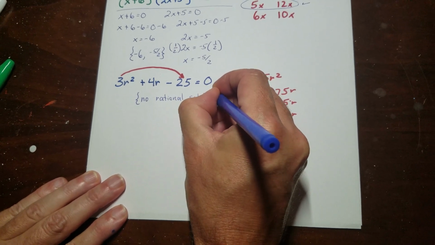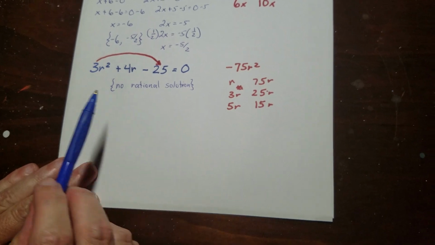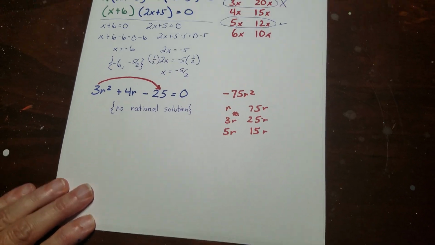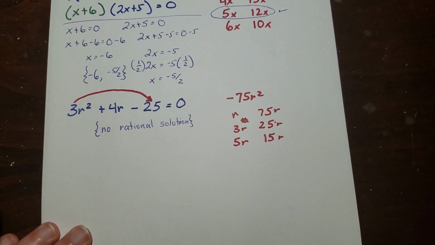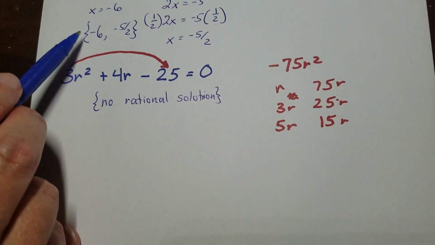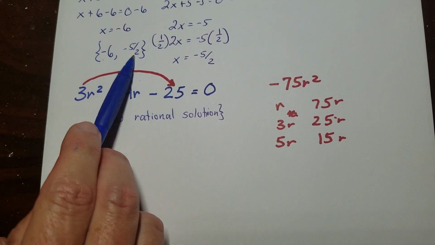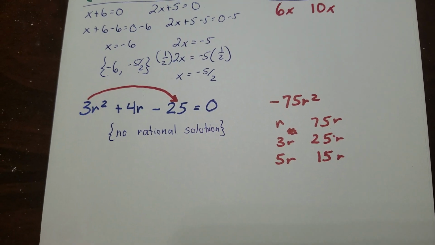So if you can't solve by factoring, which is what we tried to do here, that doesn't mean that there's no solution. What it means is there's no rational solution. It means that r could possibly be a square root, it's not a rational number like the integer negative 6 or the fraction negative 5 over 2. Okay? So that's all there is to solving quadratics 2.